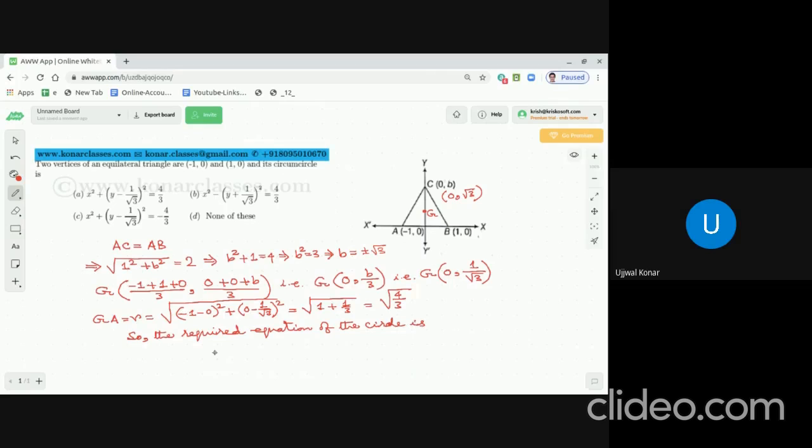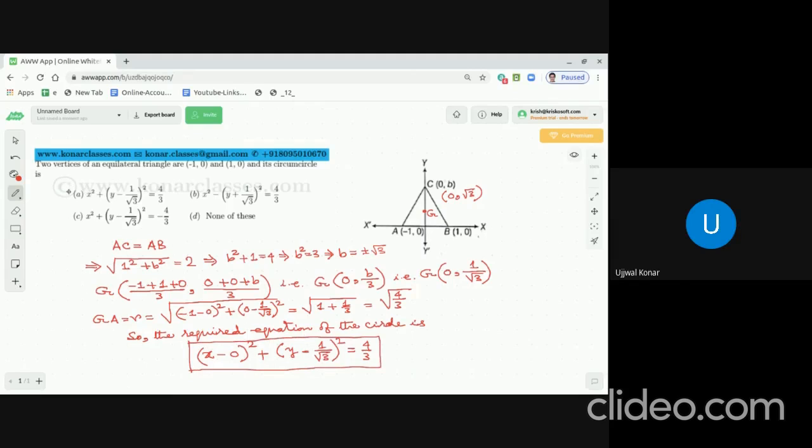The required equation of the circle is x minus x coordinate, that is x minus 0 whole square, plus y minus y coordinate of the center, that is minus 1 by root 3, so y plus 1 by root 3 whole square is equal to r square. r square is equal to 4 by 3. So this is the required equation. Yes, the correct option is A.